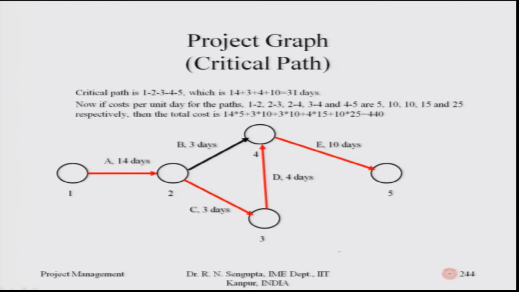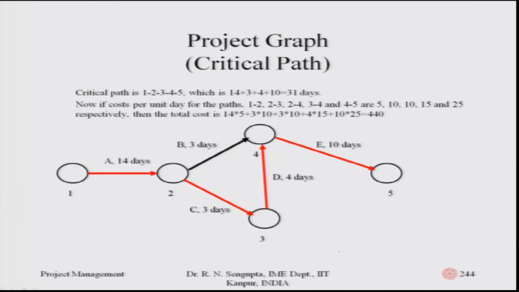As I mentioned in the last diagram, the critical path is as shown, the red one, which is 1 to 2, 2 to 3, 3 to 4 and 4 to 5. Now, if the cost per unit for the paths 1-2, 2-3, 2-4, 3-4, 4-5 are correspondingly given as 5, 10, 10, 15 and 25, then the total cost would be 14 multiplied by 5 for the first set. Then for 2 to 3, it is 3 multiplied by 10, which is the second one.